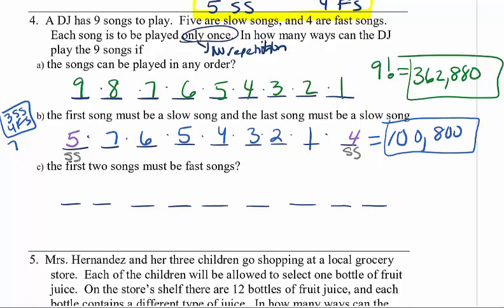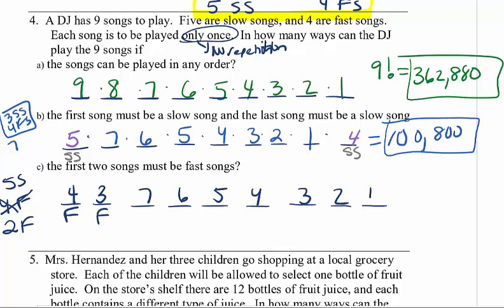So looking at C, we have the first 2 songs must be fast. So fast and fast. So remember, we're starting off with 5 slow and 4 fast. So I have 4 for this, and I have 3 for this. So that now has taken that down to 2 fast songs. Nothing else is designated, so I have a total of 7 songs left. So 7, 6, 5, 4, 3, 2, and 1.